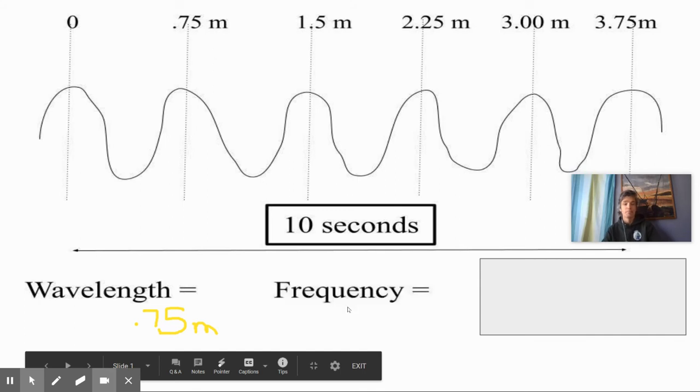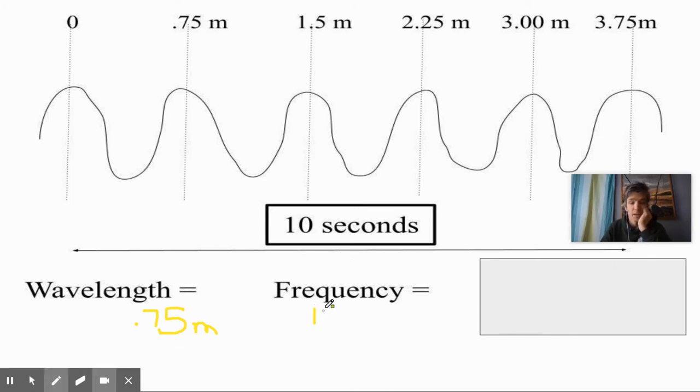All right. Now, frequency is the next thing. Frequency is number of waves per time. All right. Now, if you look, you could do many different ways to solve this problem. If you look at the wave, you're going to see I've got many different increments of time. I could break this up into different increments, or I could go with the increments provided.